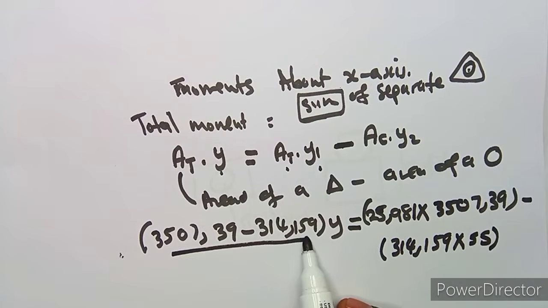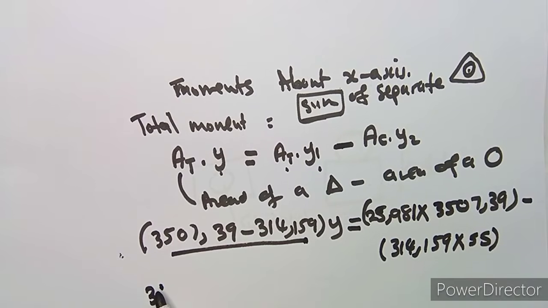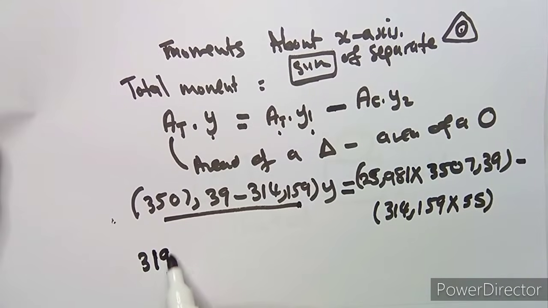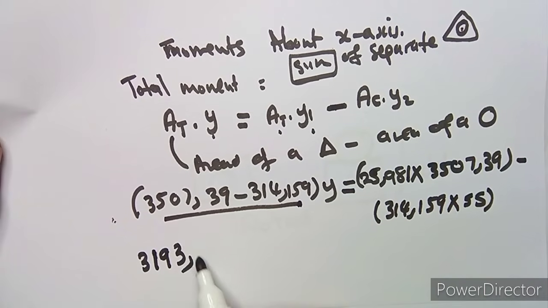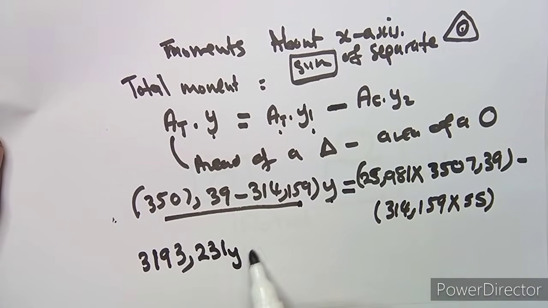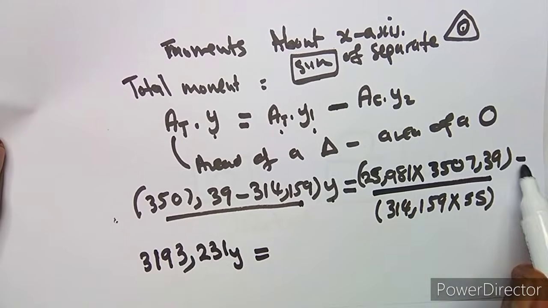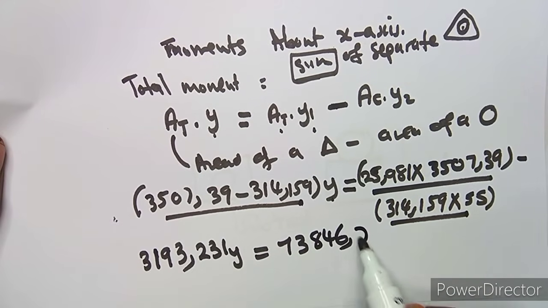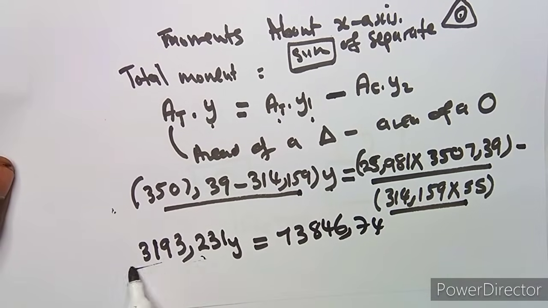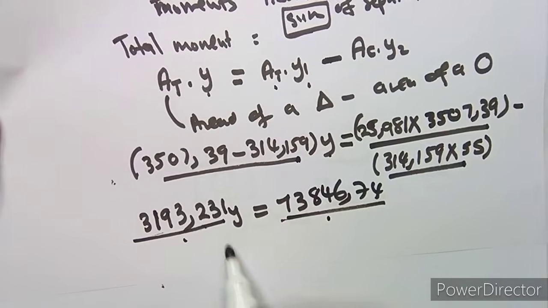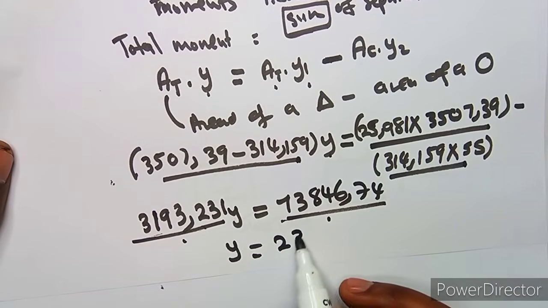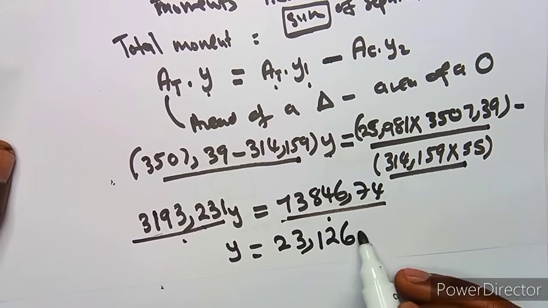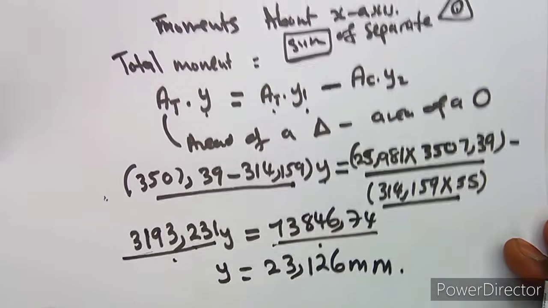So here, combining these two, you're going to obtain something like 3193 comma 231, all right, times y in this case. Then here you combine these two minus these two, so you're going to obtain 73846 comma 74. So definitely you have to divide by this value here. So y is going to be 23,126, something like that, which is in millimeters. So that is the value of y.